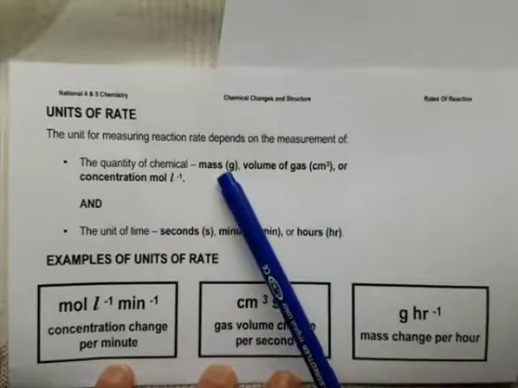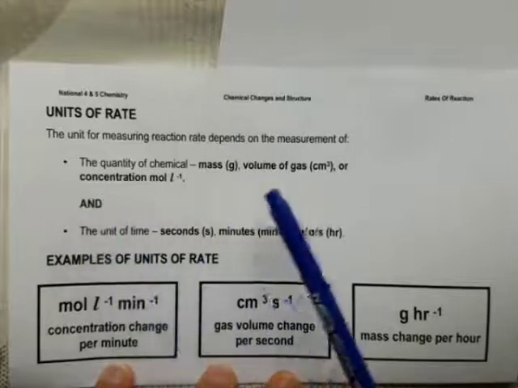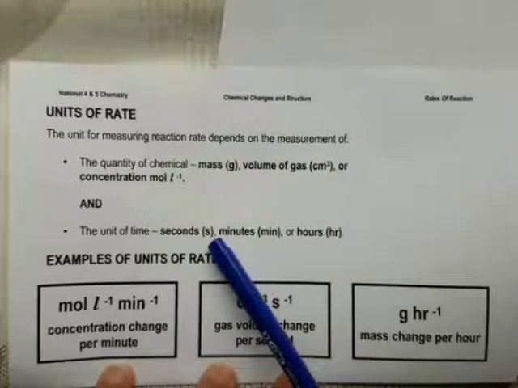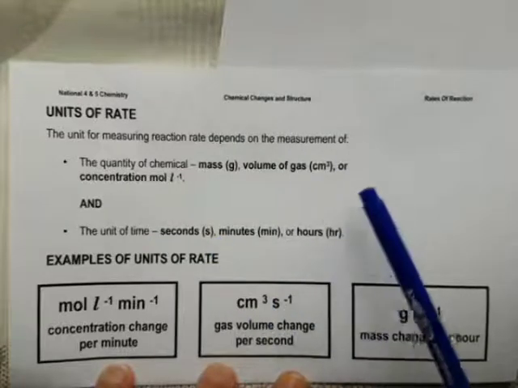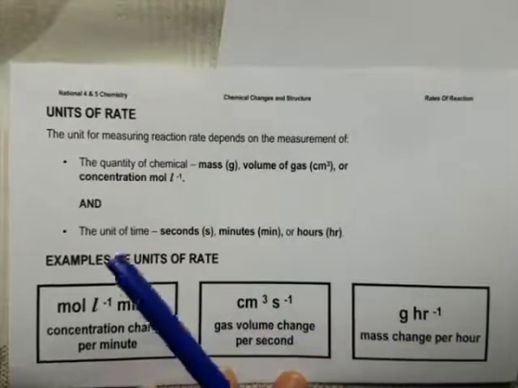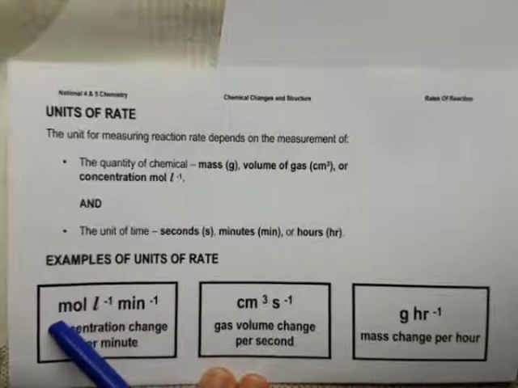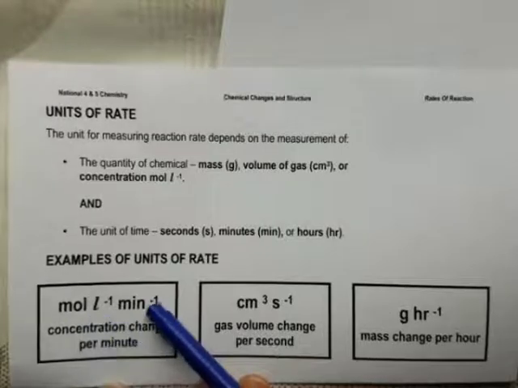So we could use kilograms, but we usually use grams. So the units for rate depend on both the units of the quantity and the unit of time that we measure the rate in. So we can have different combinations. Some examples that might be worth writing down are what we just had in the previous example. We could have moles per litre per minute.